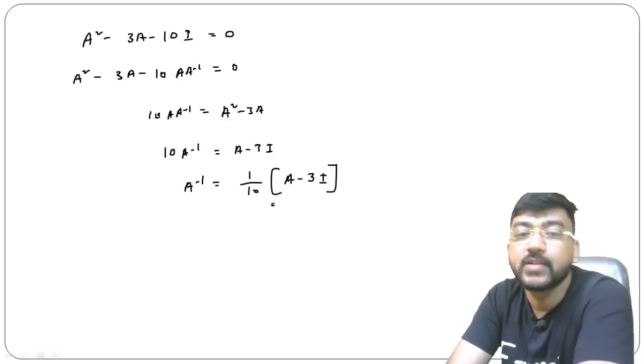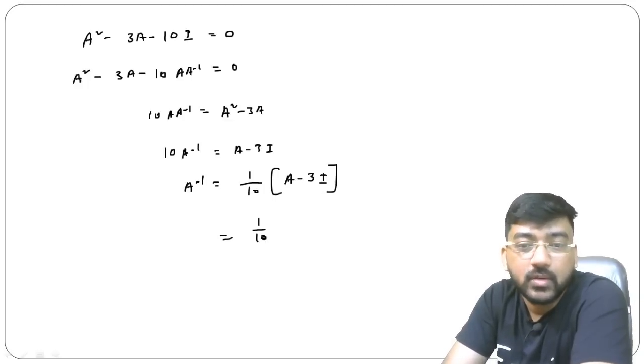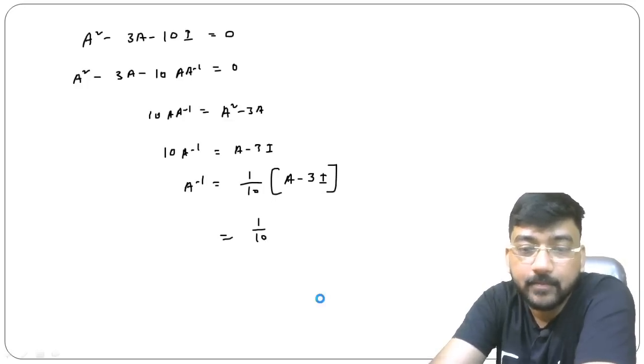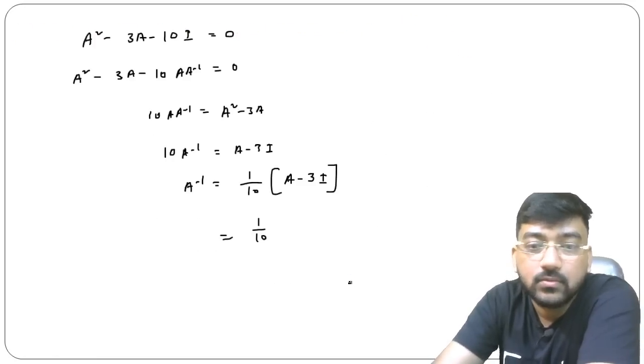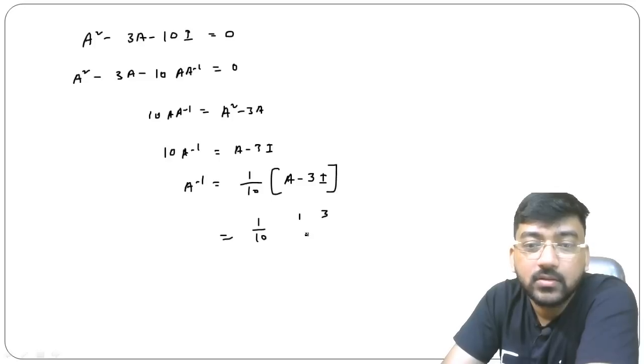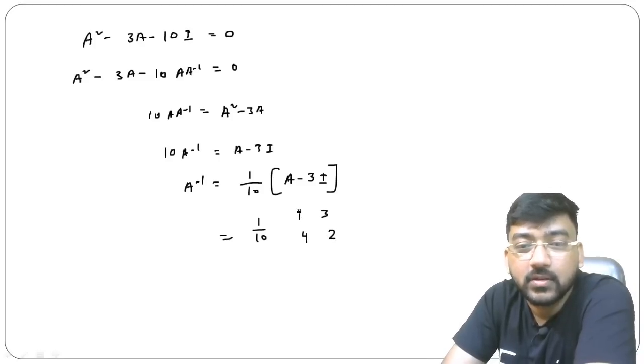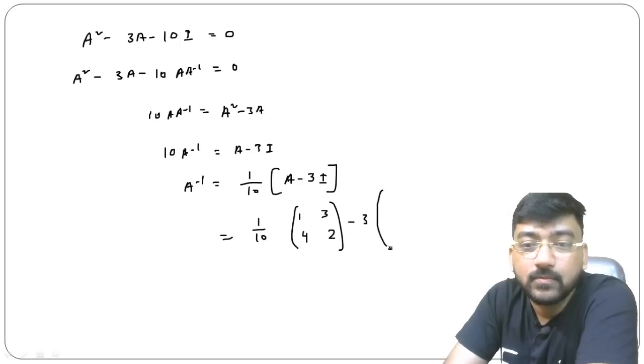Now you can see this will be very easy. So what will be your A inverse? 1 by 10. And now what is A? A is [1 3; 4 2]. Okay, this is your matrix. Minus 3 into I, that means 2 by 2, it will be [1 0; 0 1].